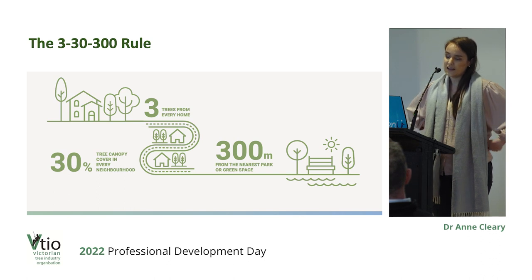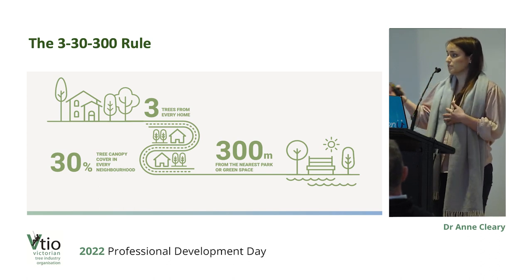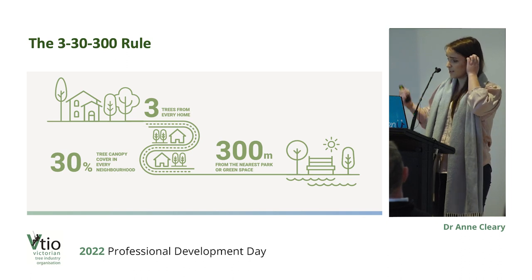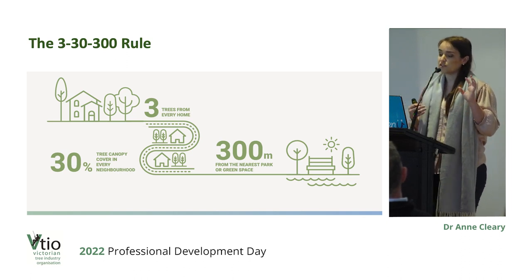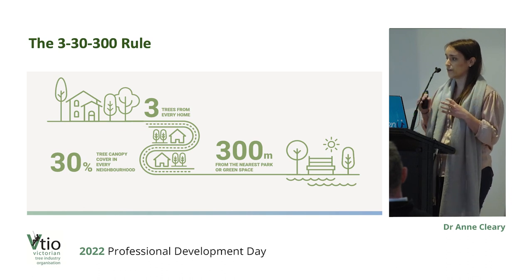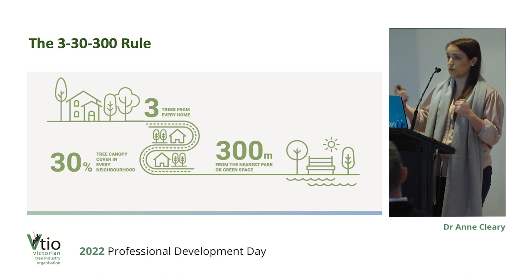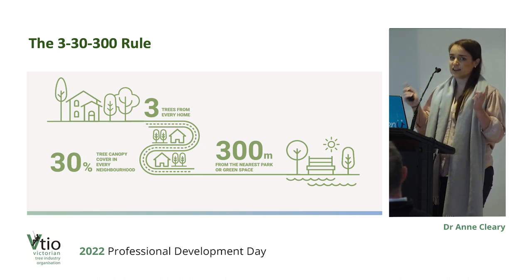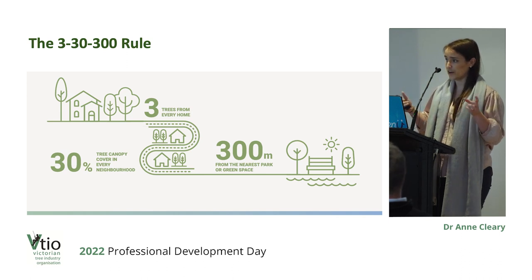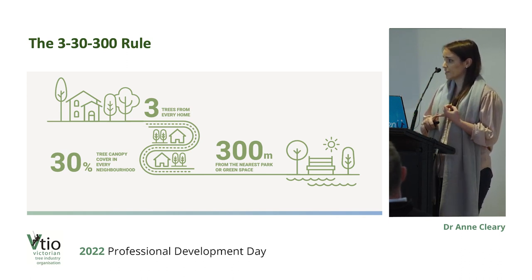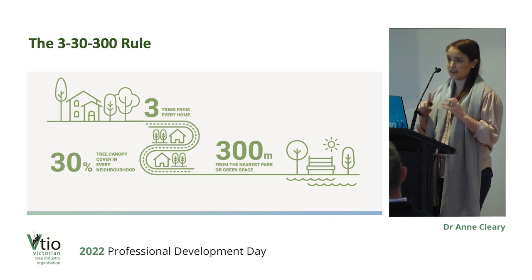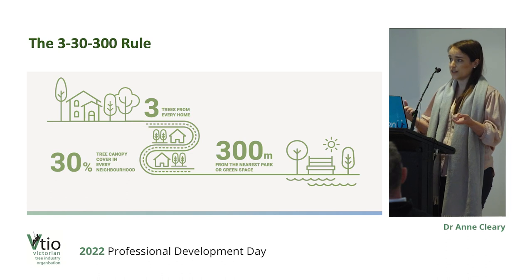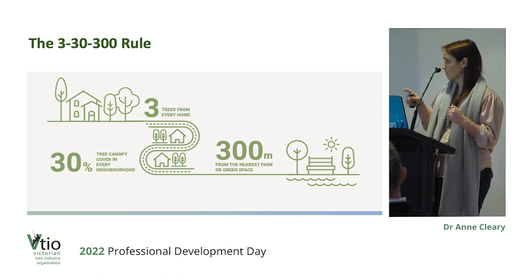So this basically has summarized all of the evidence base and says, look, based on what we've seen and all the data, there's good support to say that having three trees within view of every house can help promote those health and well-being benefits. That 30% urban canopy target per neighborhood has also demonstrated benefits for things like urban cooling, as well as the broader health, well-being, and environmental benefits. And that every resident should have access to a park or urban green space within 300 meters of their home.